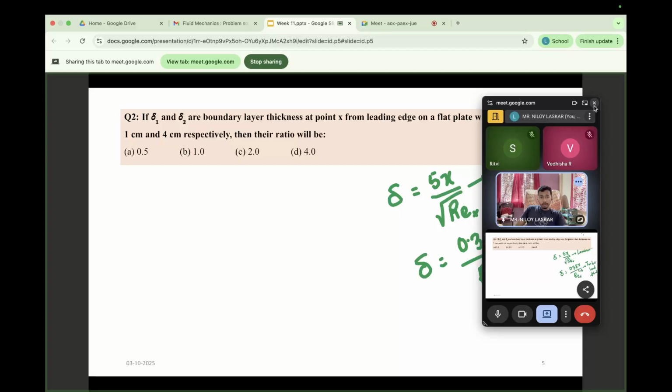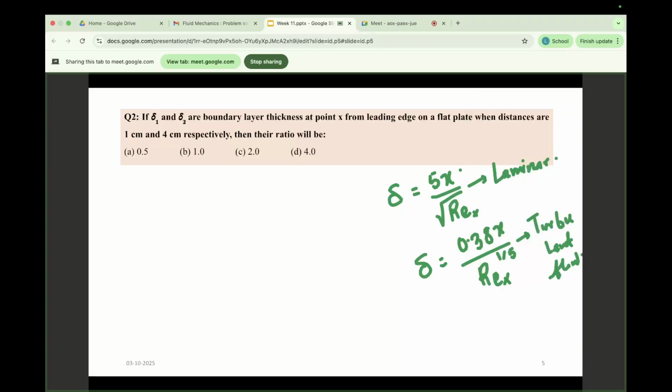So Vidisha, your attempt is quite good, but what mistake have you made? Let us see. As I have said, they consider this laminar flow. So what is the Reynolds number? You know the formula of Reynolds number. Reynolds number is inertial force by viscous force, and you also know this formula, right?